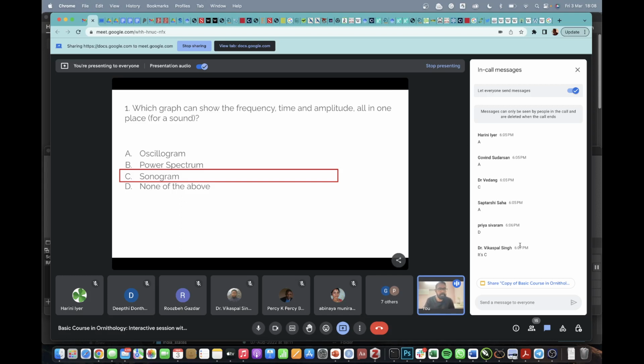Can someone tell me how this graph is created from an oscillogram or a power spectrum? It's using a Fourier analysis, Fourier transformation. We also need to just learn the technical term for it. It's okay. Even I'm not very sure of what exactly it is, but I have a very vague idea.